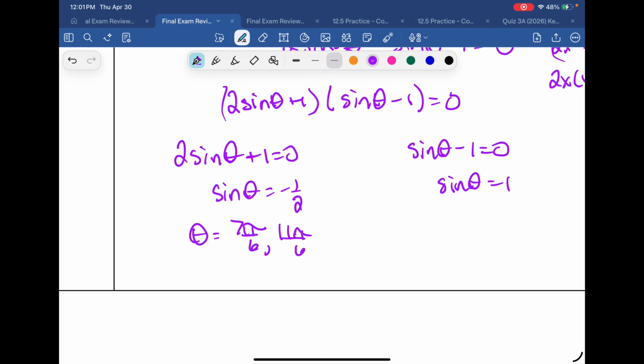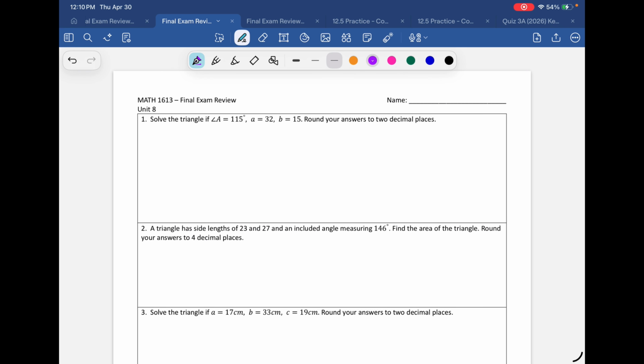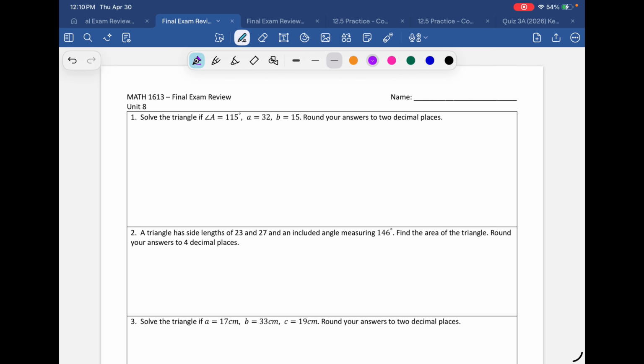Let's see. Y coordinate is pi over 2. All right, finally moving on to unit 8. All right, this is all your solving triangles.